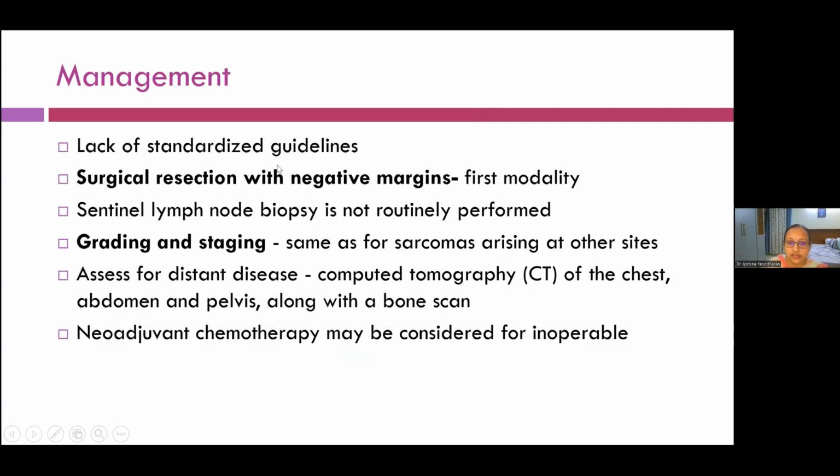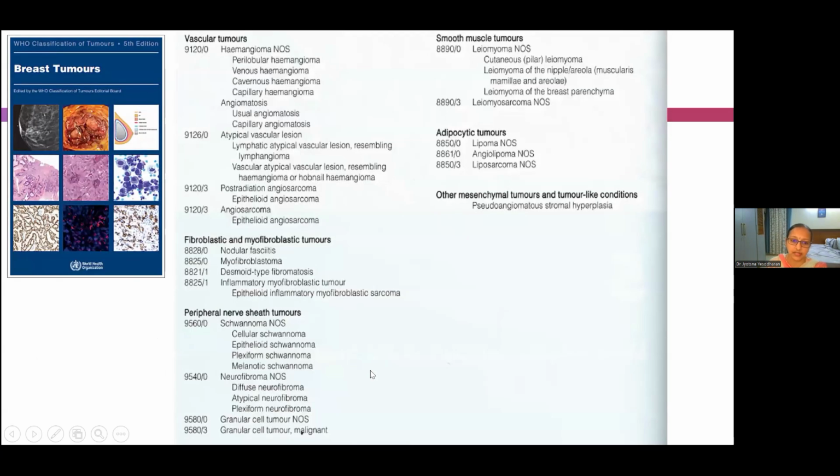So management, there are no standardized guidelines, but all agree that surgical resection with negative margins is mandatory. Sentinel lymph node biopsy is not routinely performed. Grading and staging is similar to sarcomas at other sites. And you might have to do a metastatic workup too. Neoadjuvant chemotherapy may be considered for inoperable cases. So these are the lesions that I've tried to cover in a nutshell.